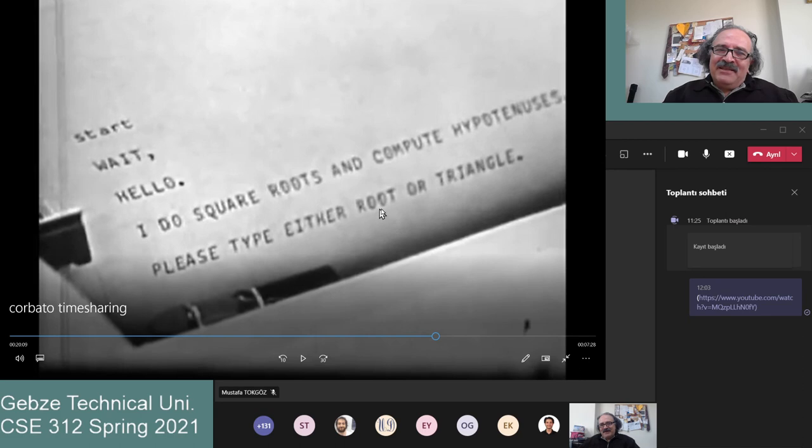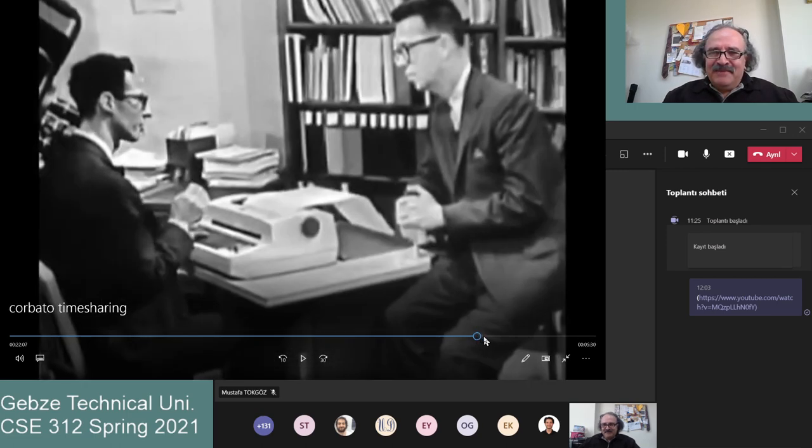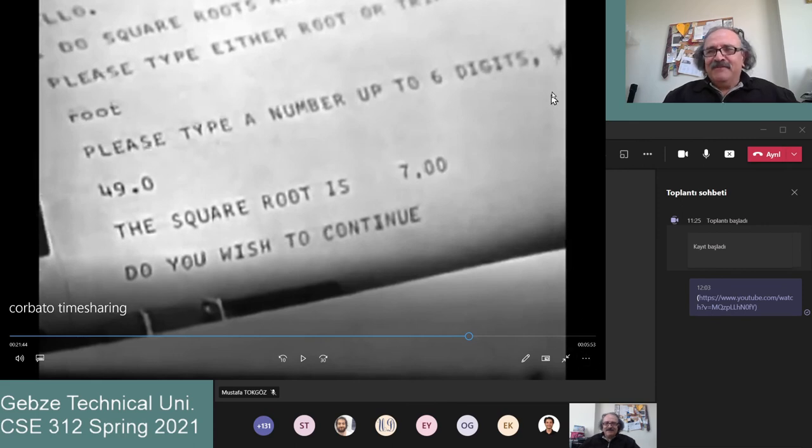Please type either root or triangle. I do square roots and compute hypotenuses. So you give the two sides of a triangle and it calculates the third one.